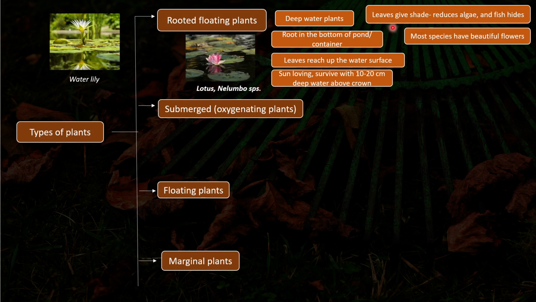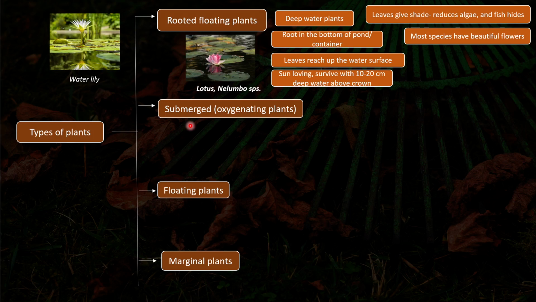So what happens is that the leaves of this plant provide shade to the organisms that are present below, and it also reduces algae, and this is also a fish hide. So fishes can hide below these big leaves, and they get saved from other organisms. And most of the species of these rooted floating plants have very beautiful flowers, as you can already see in the example. These are flowers like lotus and water lily, right? So this is one kind of plant.